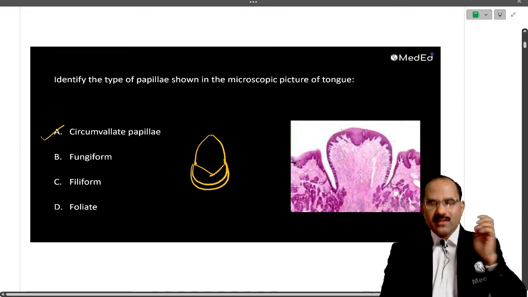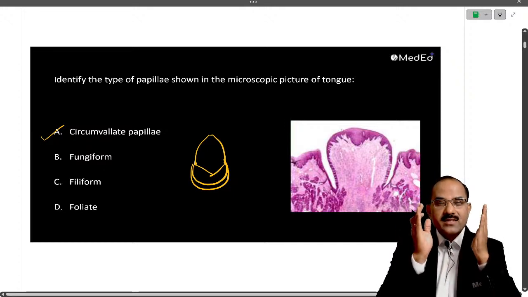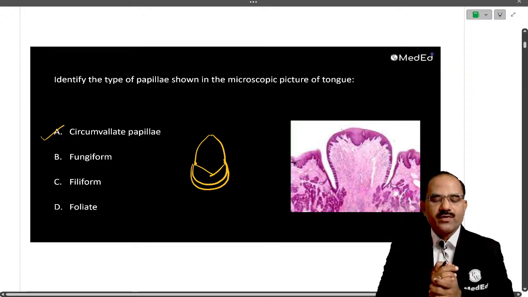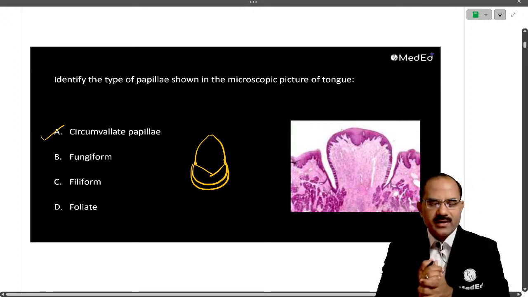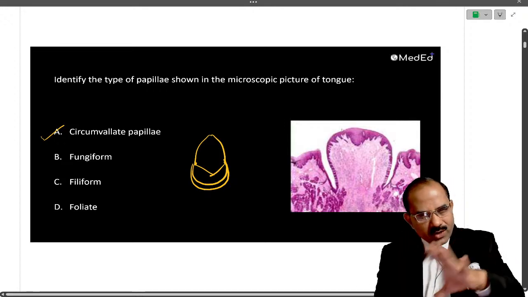Cricothyroid muscle. This cricothyroid muscle is a tensor of the vocal cords. Tensor of the vocal cords, that's cricothyroid. Clear? So that completes the nerve supply of the tongue also.